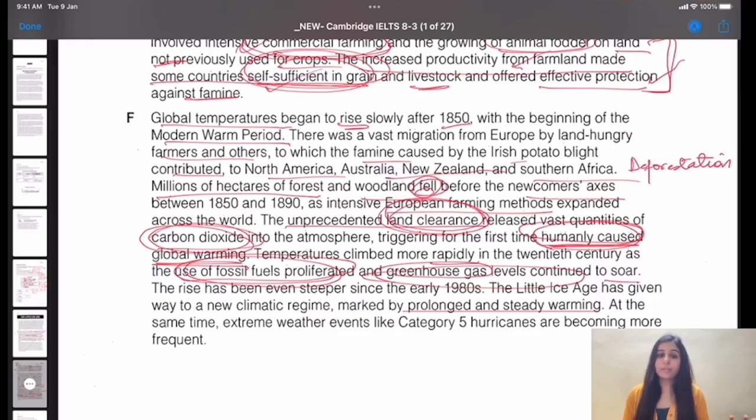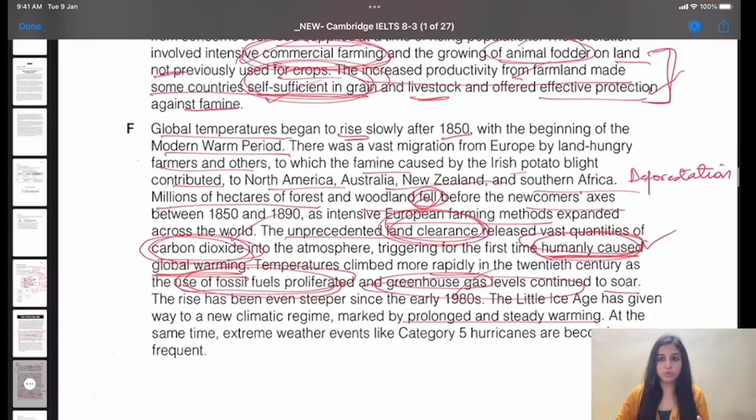So ask yourself the same question: what is this paragraph trying to tell me? The paragraph is trying to convey that there has been climatic change because of land clearance, which is humanly caused. Because of the use of fossil fuels, greenhouse gases have increased because of the release of carbon dioxide. So they're telling you how the climate has changed and how humans are responsible for them.